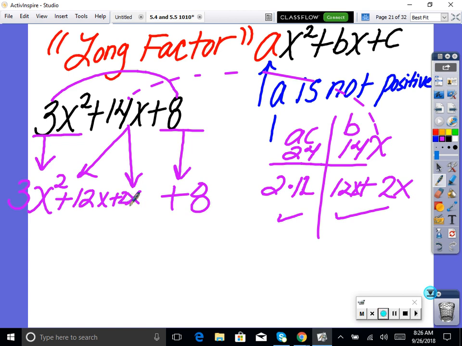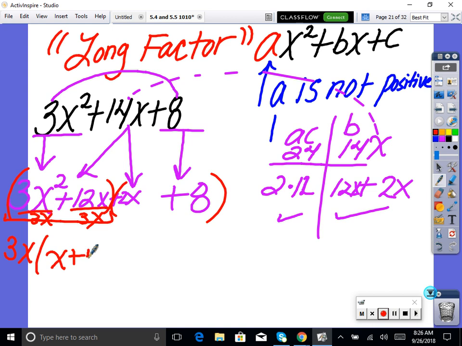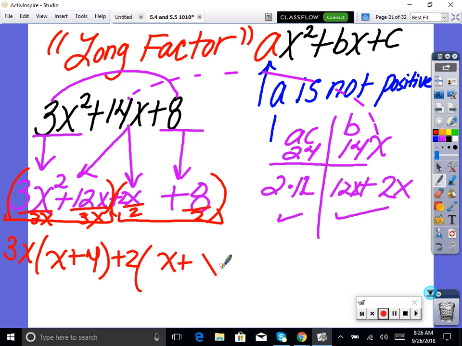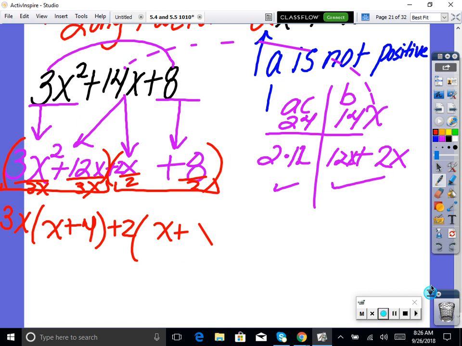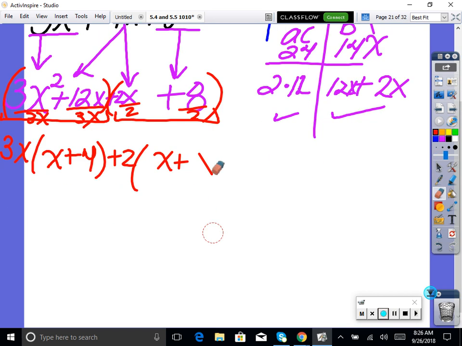And now we have 4 terms, and now we're just factoring by grouping, like we learned in the first bit. So we group the first 2, the second 2. The greatest thing in common here is a 3x. So divide by 3x, divide by 3x, left is x plus 4. Pull out the greatest thing in common here, which is positive 2. Divide by 2, divide by 2. Left is x plus 4. Sorry about that, x plus 4.